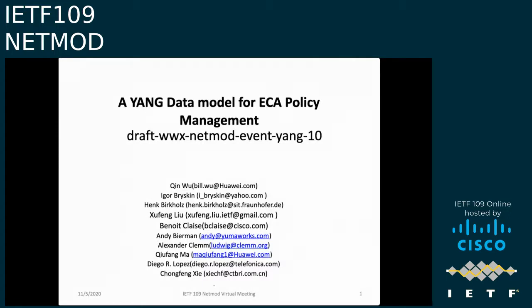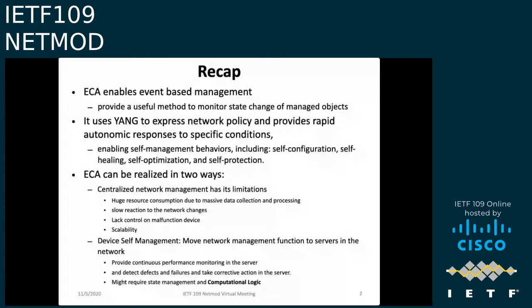Okay, this is Qingwu again, and I will present the ECA policy management draft update. I will try to make it shorter because we are running out of time. Next. What is this draft about? ECA is conceived as a special case of policy management, and it comprises three key elements: event, condition, and action. So it can enable event-based management and provide a rapid response to network events. And we use a modeling language to express these key elements in the ECA policy.